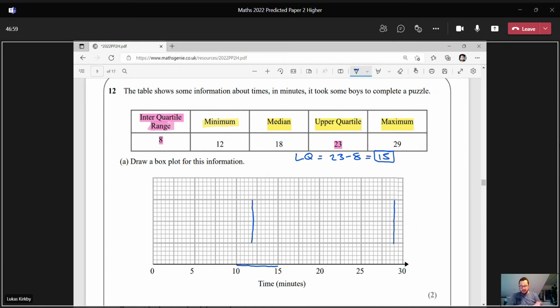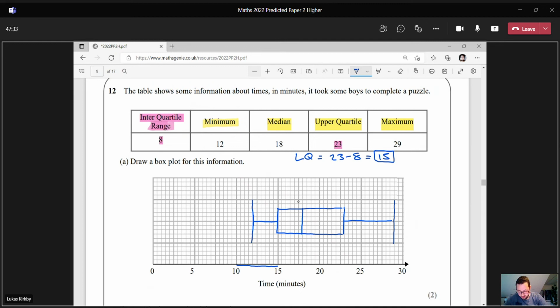Lovely. Now I want to put in my lower quartile. My lower quartile is 15, so that is there. And we always want our box to be slightly narrower than the whiskers. Our median is 18, and our upper quartile is 23, like that. I just want to join up my lines to make my box, and then connect the whiskers. And hey, that's not too bad without a ruler. Okay, so that is my box plot.